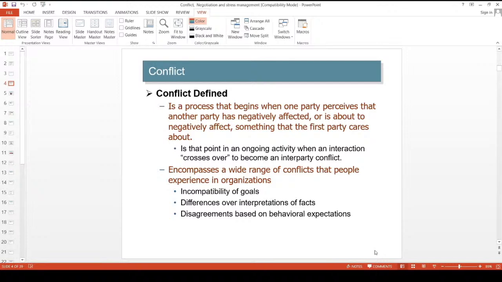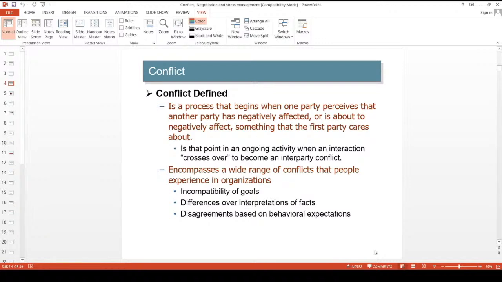So let's start with the definition of conflict. Conflict is usually defined as a process that begins when one party perceives that another party has negatively affected, or is about to negatively affect, something that the first party cares about. So simply, when there are opposing issues between two different parties, with different mindsets and different views about a particular situation, then we say that there is a situation which is called conflict.